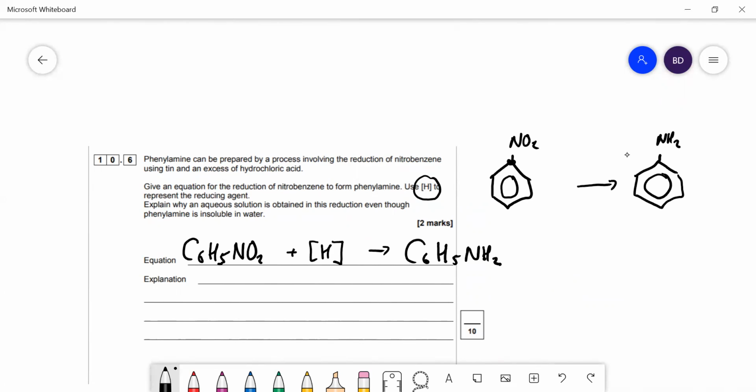So those two oxygens end up as water, so we're going to get 2 H2O. So how many extra hydrogens have we got? We've got 4 there, and we've got 2 there, so we need 6 of those to balance it.